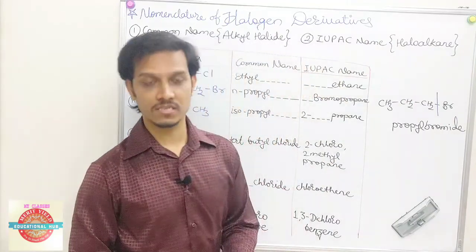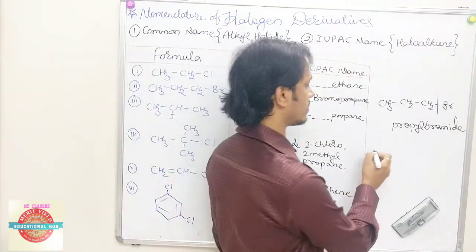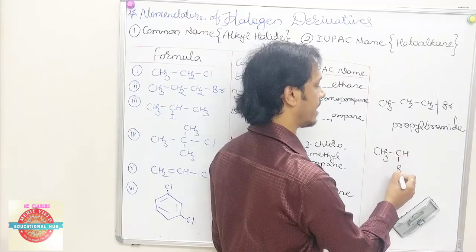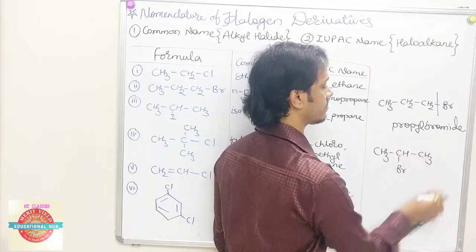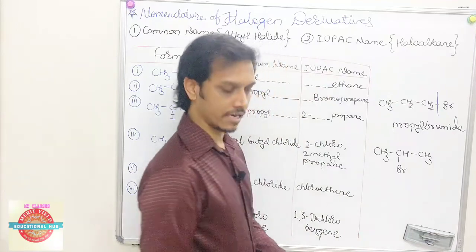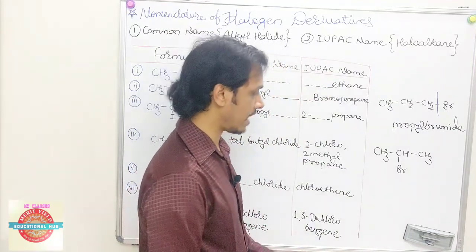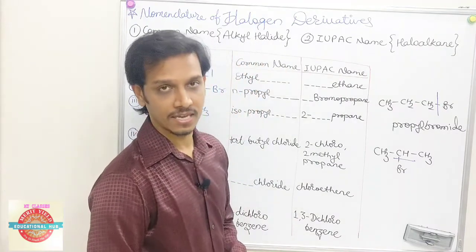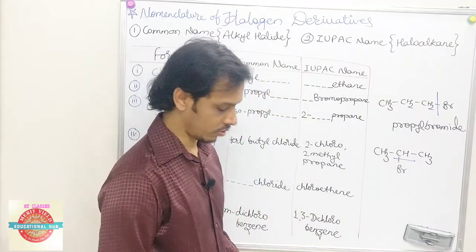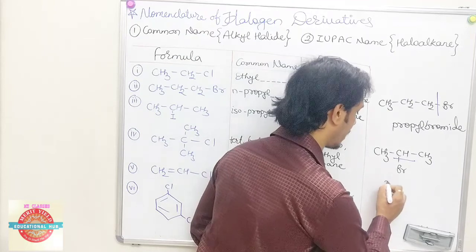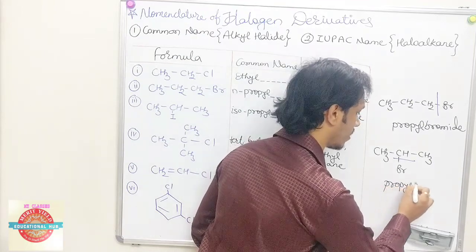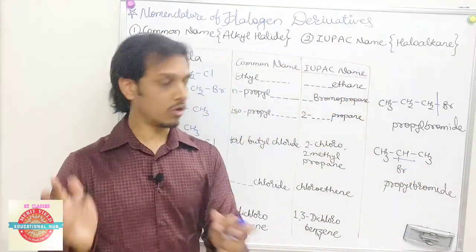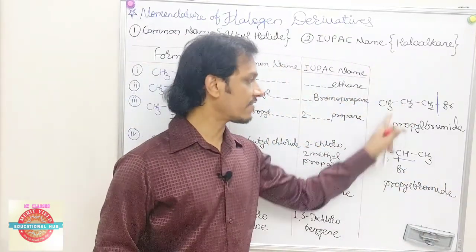But there is a twist now. And what is the twist? Suppose I have another example: CH3, CH, Br, CH3. Here also I can cut the system into two halves like this. The upper part again contains 3 carbons, and the lower part is nothing but bromine. So here I can write propyl bromide. But now you know these two compounds are different.